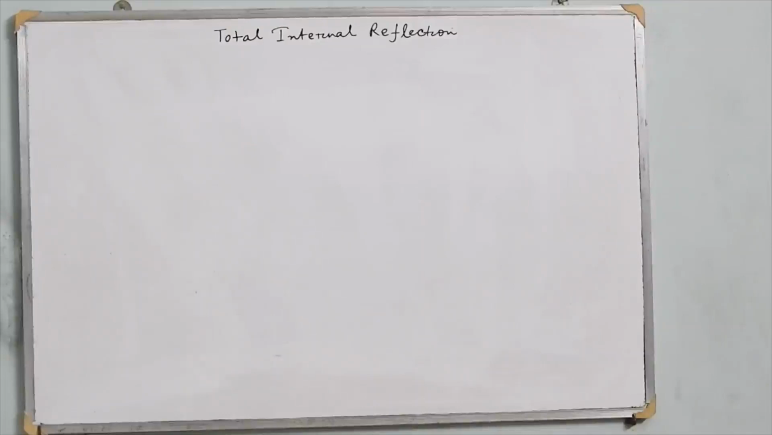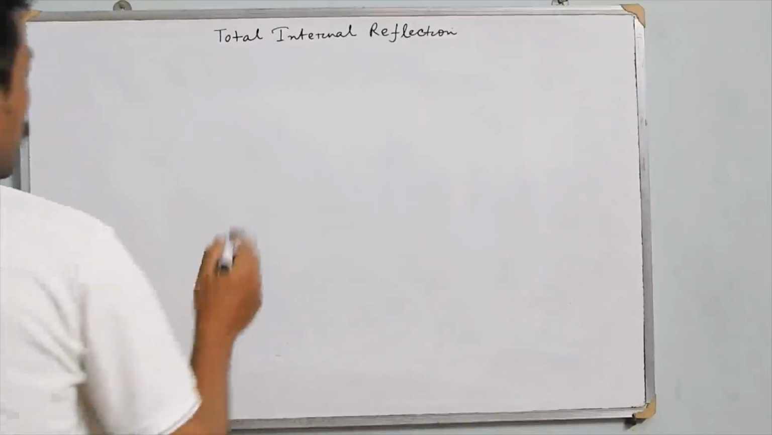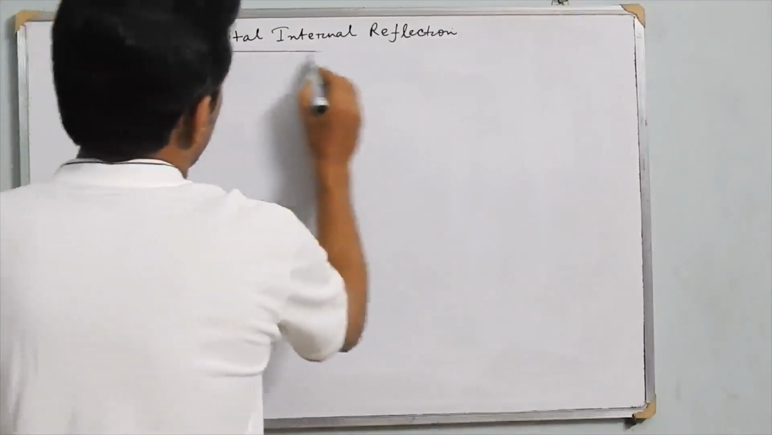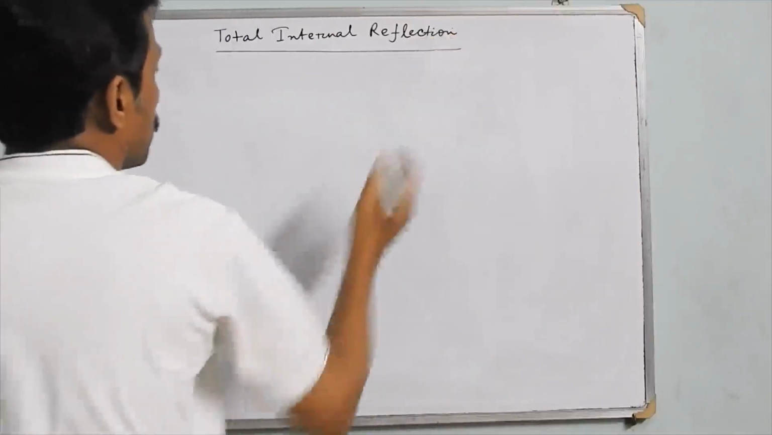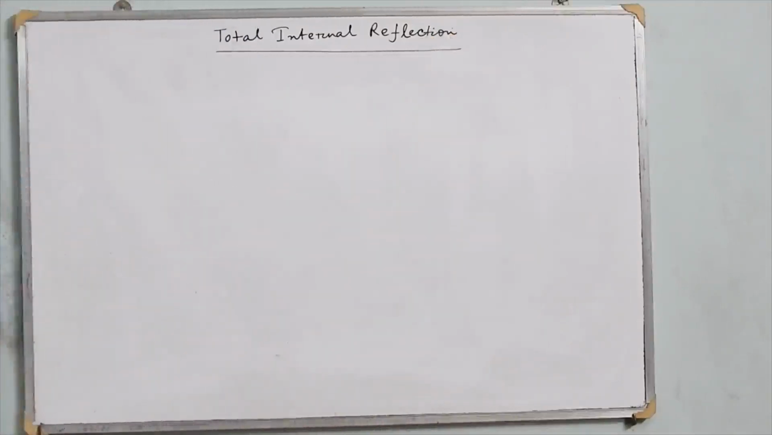So today we will learn about total internal reflection. Total internal reflection is a special type of reflection that occurs when a ray of light moves from a denser medium to a rarer medium.